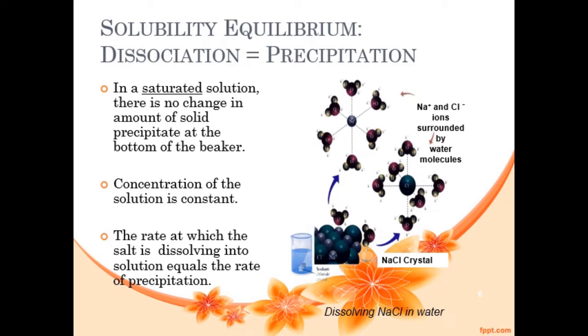So the concentration of the solution now becomes constant, provided you add the salt in excess amount, it remains the same, because the ions of the salt are no longer dissociating. So the rate at which the salt is dissolving in the solution equals the rate of precipitation. Okay, so this is equilibrium.